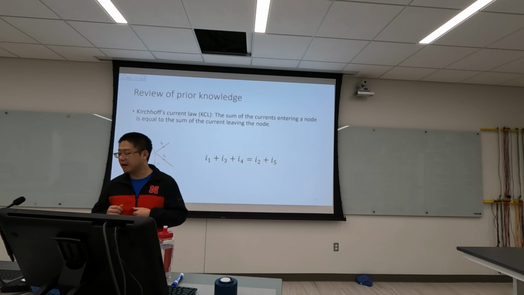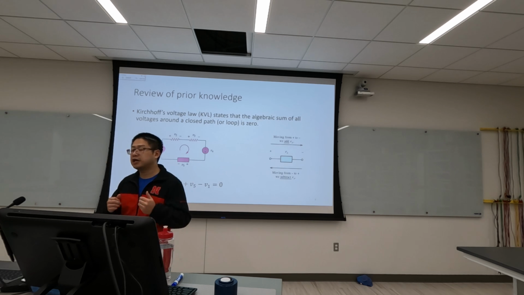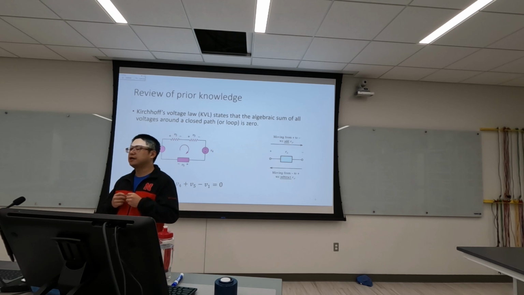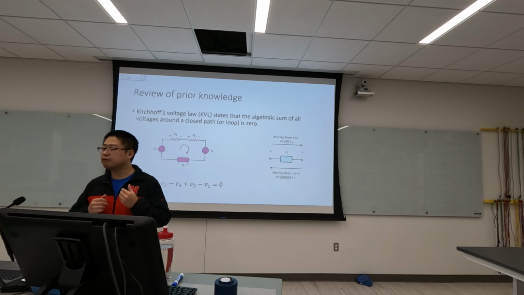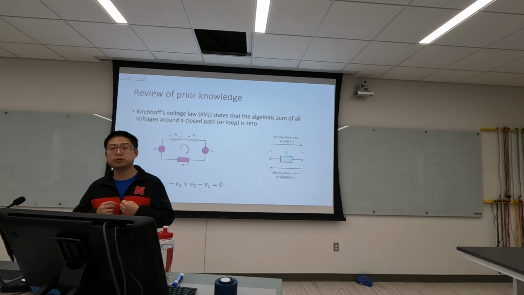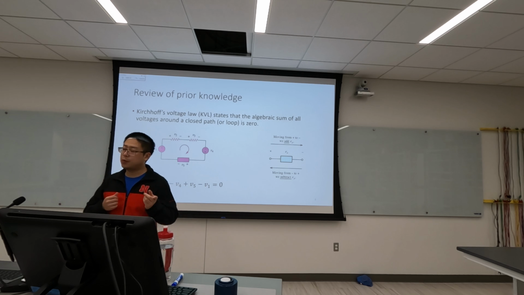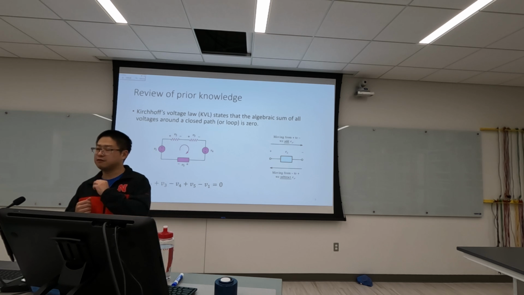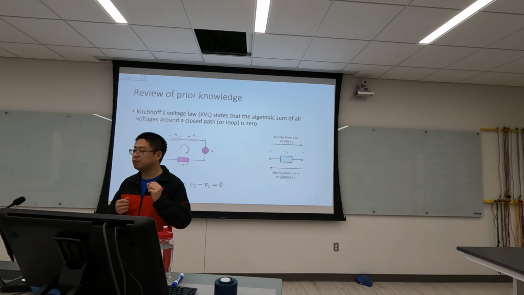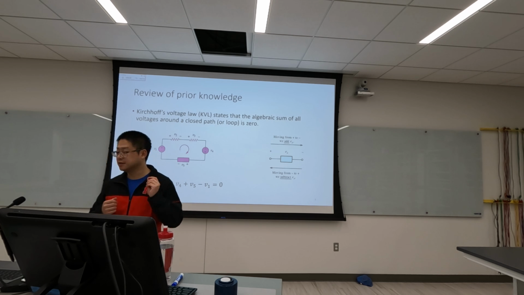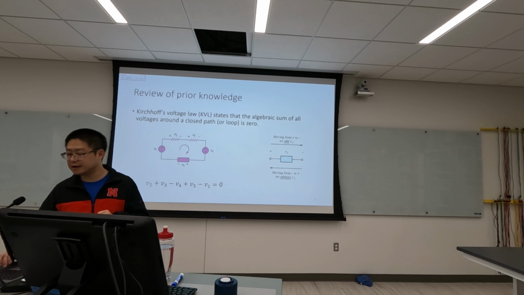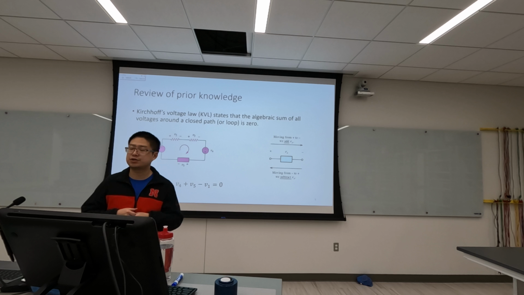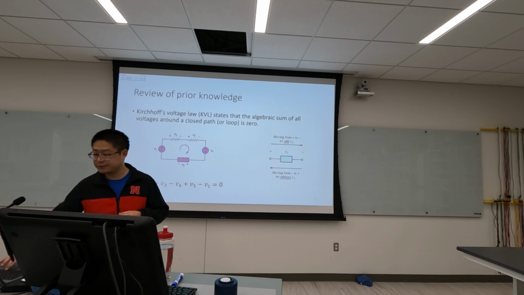This is KCL. The next one is Kirchhoff's voltage law, KVL. It states that the algebraic sum of all voltages around a closed loop is 0. So in this example, we have V2 plus V3 minus V4 plus V5 minus V1 equals 0. Because when we move from positive to negative, we add the voltage, and move from negative to positive, we subtract it. This is KVL. So this is the prior knowledge we may need for today's lecture.